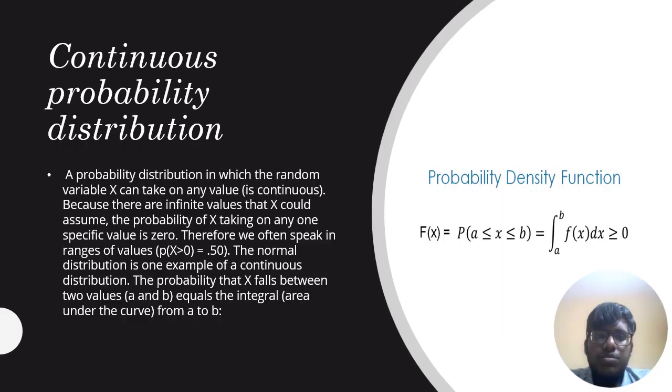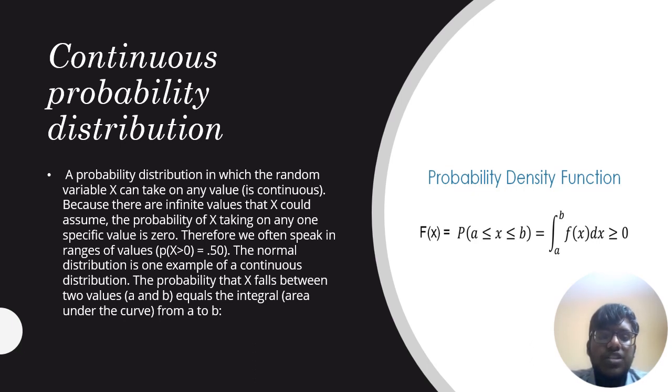Continuous probability distribution. A probability distribution in which the random variable x can take on any value is continuous, because there are infinite values that x could assume, and the probability of x taking any one specific value is 0. Therefore, we often speak in ranges of values. P of x greater than 0 is equal to 0.50. The normal distribution is one example of a continuous distribution.